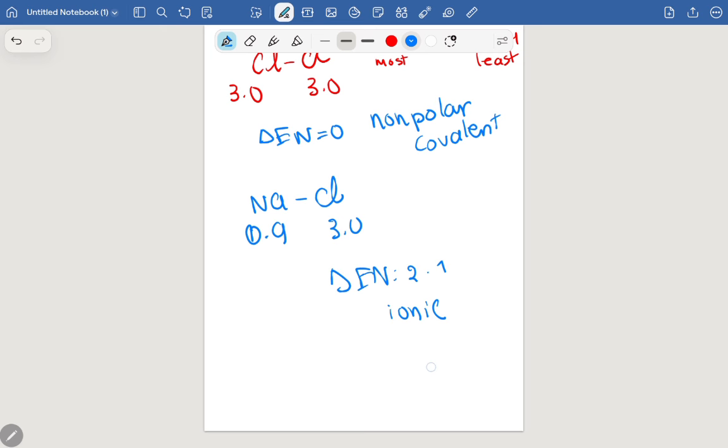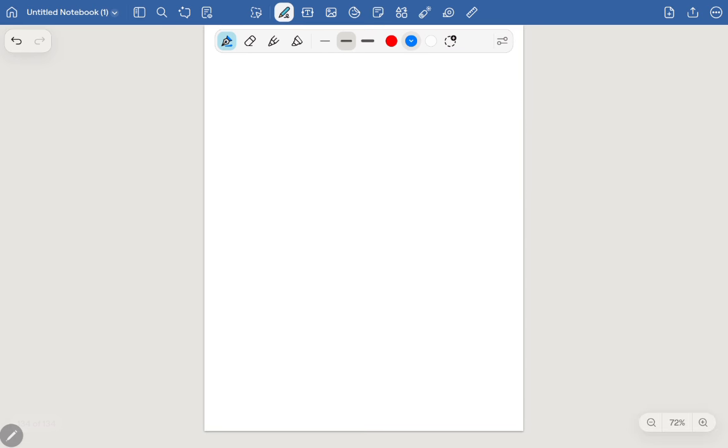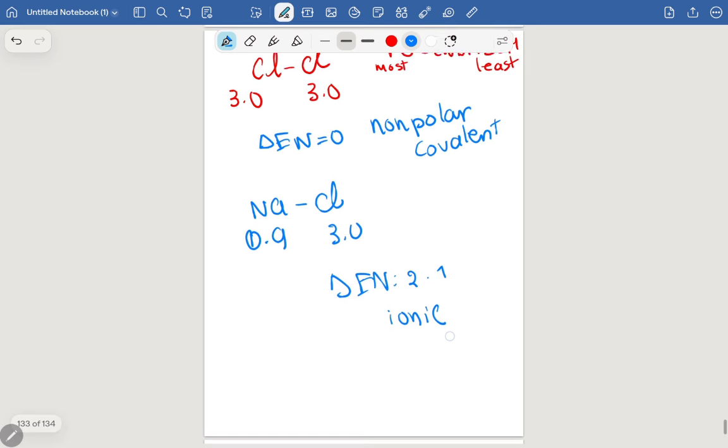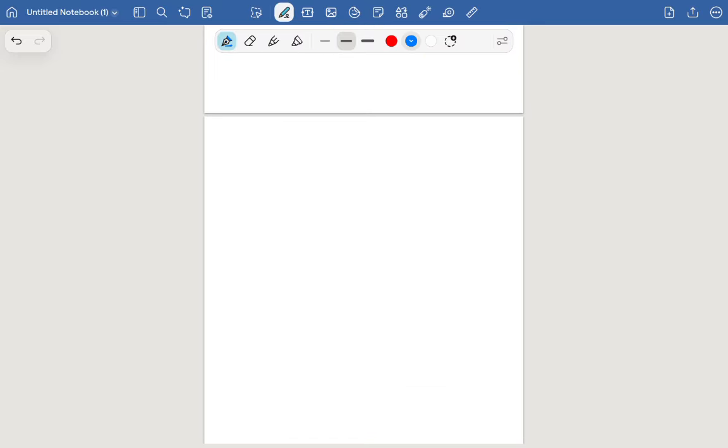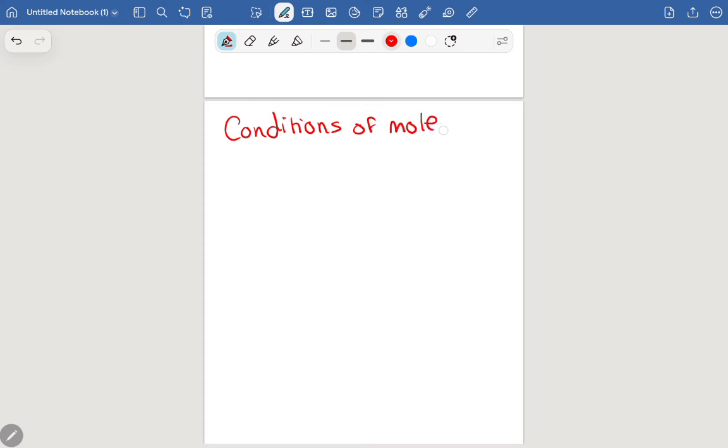Perfect. Now, this would be really easy if we're talking about just two atoms bonded together by one single bond. Now, let's say you're dealing with bigger molecules, for example, CH4 or NH3. How do you know if this is polar or non-polar? Very simply, you're going to check their geometrical structures. Okay, so I'm going to first of all write conditions of molecular polarity.